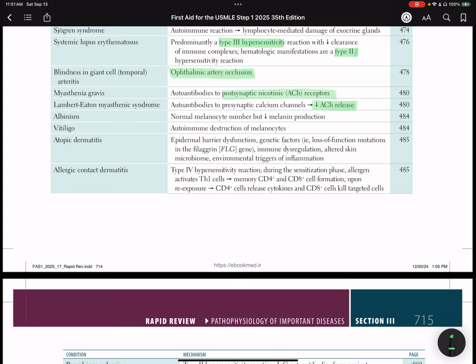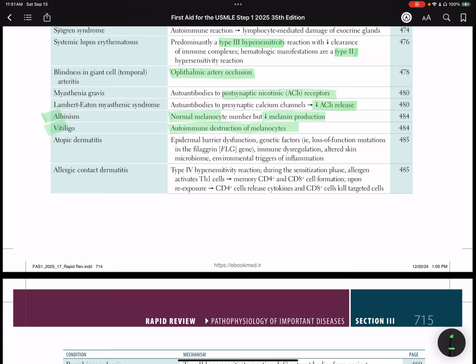Next is albinism. Albinism is normal melanocyte number but decreased melanin production. Vitiligo is autoimmune destruction of melanocytes.